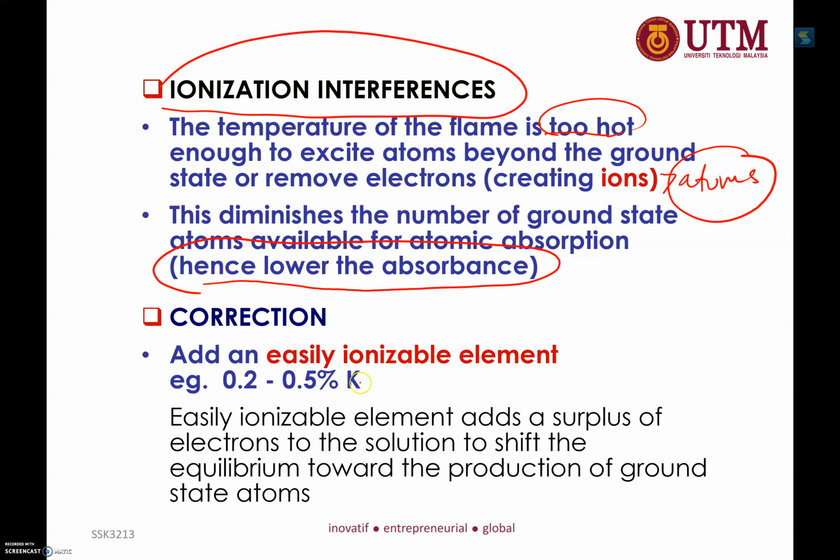What can be done if you have ionization interference? You can add potassium solution, an easily ionizable element, so that the potassium ionizes and not your analyte. It is the sacrificial element. This easily ionizable element adds a surplus of electrons to the solution to shift towards the production of ground state atoms of your analyte of interest.